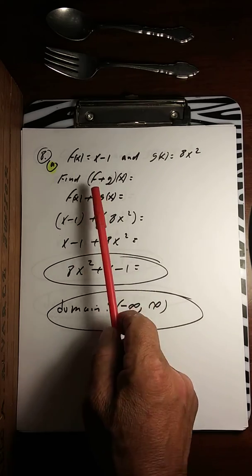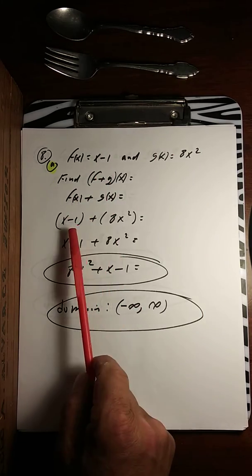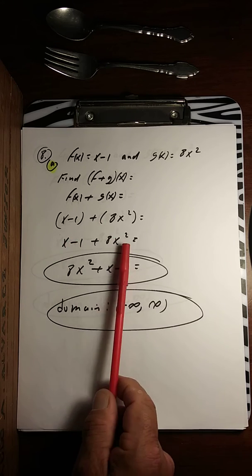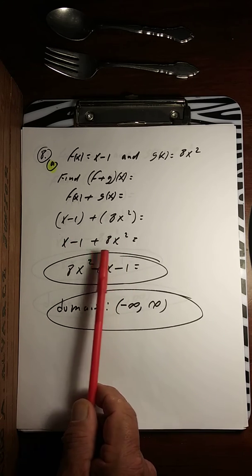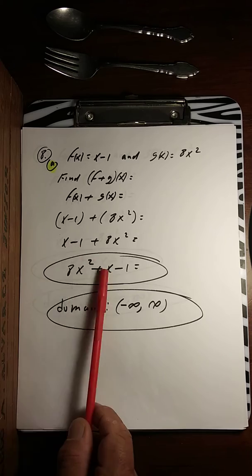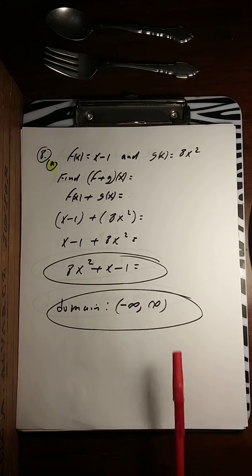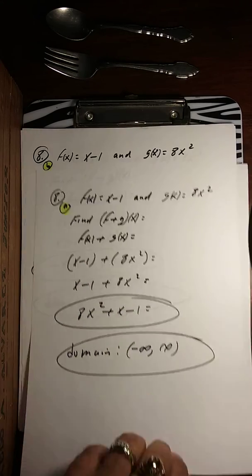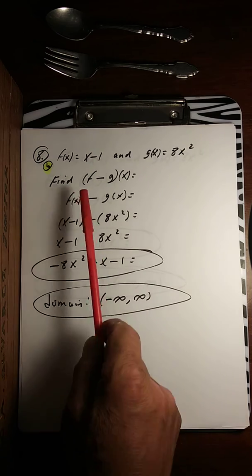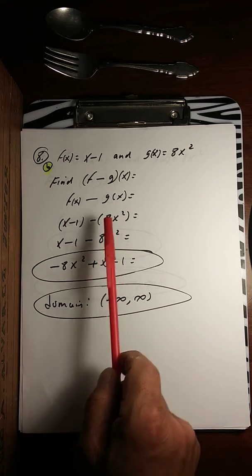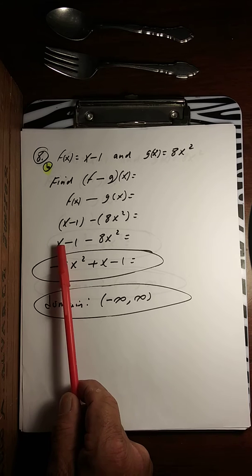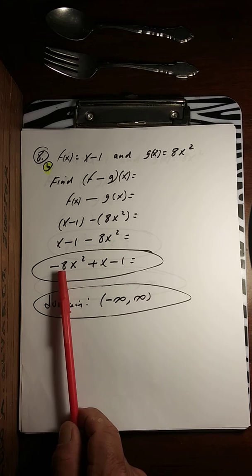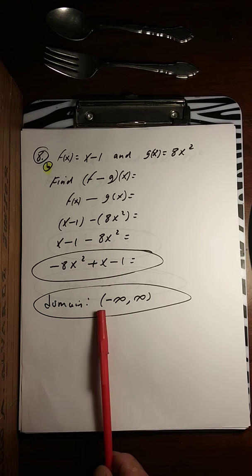f plus g of x: there's f, there's g, add them together, take the parentheses off, and this is going to be 8x squared first, then the x, and then the negative 1. Domain, negative infinity to infinity. f minus g of x, this one minus that one, and you have x minus 1 minus 8x squared. Rewrite it as negative 8x squared plus x minus 1, negative infinity to infinity.